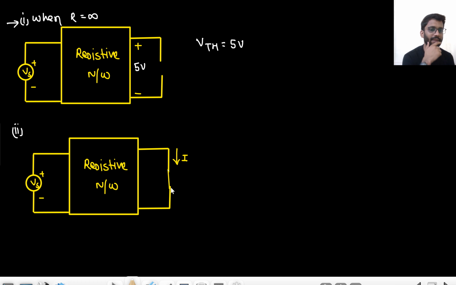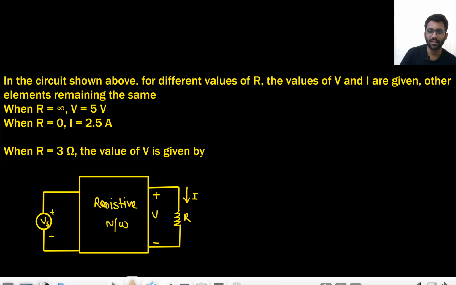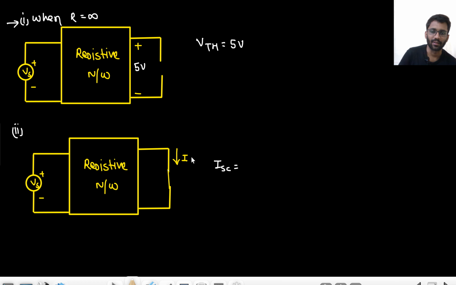So tell me, what is this showing? What is your short circuit current or Norton's current? The output is shorted and then you find the value of current in that. So this is what it is showing. This is the short circuit current, that is 2.5 ampere. Now you have Vth, you have Isc. What can you find? Rth, or R Norton, that is 5 by 2.5.